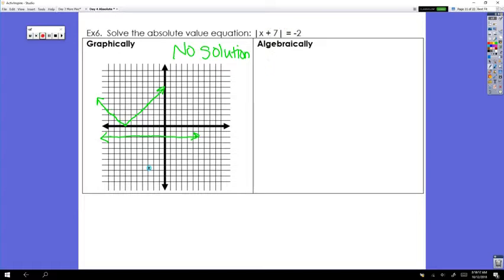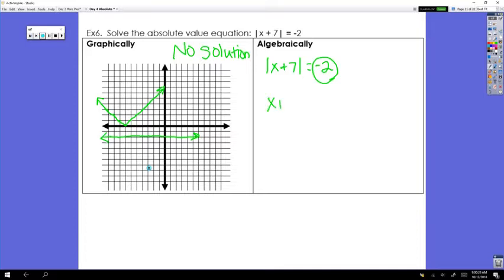So now if we were to solve for this algebraically, we have absolute value of x plus 7 is equal to negative 2. And there's just nothing we can do because you can't set this equal to the positive and negative version of this because it's already a negative number. If you were to do this, this would be incorrect. That is a mistake people make all the time. So if you see a negative number like this, it does not work. And I will show you.